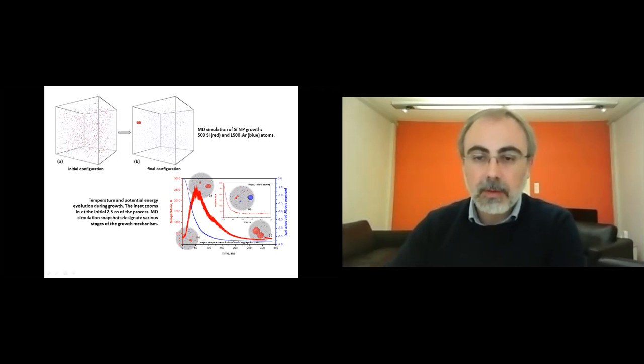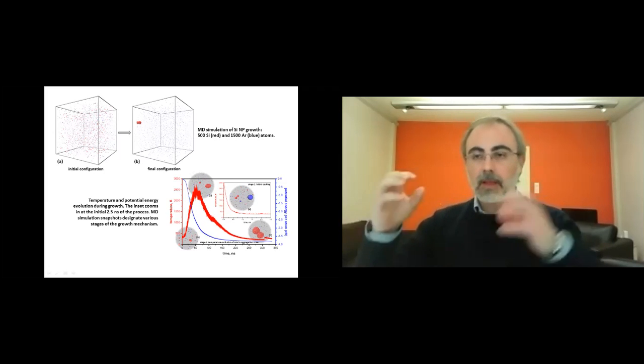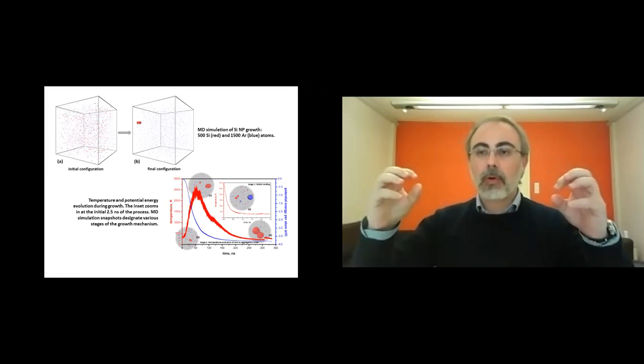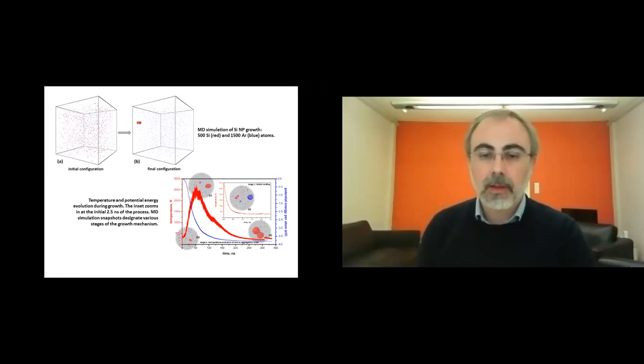You can see that the temperature of the silicon atoms is very high at the beginning, but very soon it goes down by collisions with cold argon atoms. And once it has reached the minimum temperature, the atoms are cold enough and slow enough to start making bonds with each other.